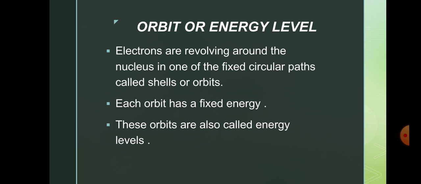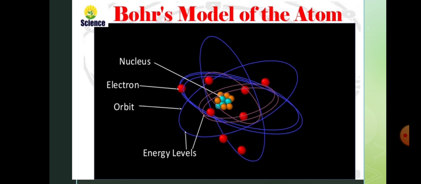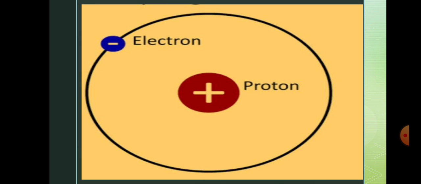Now the main points, or the postulates, of the Bohr atomic theory. The first one is the orbit or the energy level. Electrons are revolving around the nucleus in fixed circular paths called shells or orbits. Each orbit has a fixed energy. These orbits are also called energy levels. You can see on your screen that the Bohr model of the atom consists of a nucleus and the electrons revolving around the nucleus in fixed circular paths called shells, orbits, or energy levels.